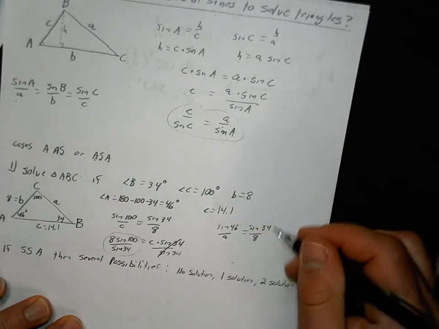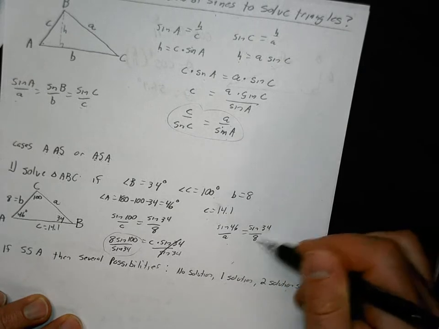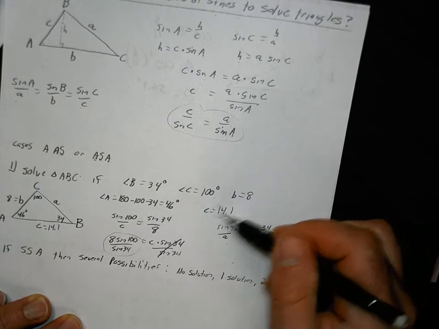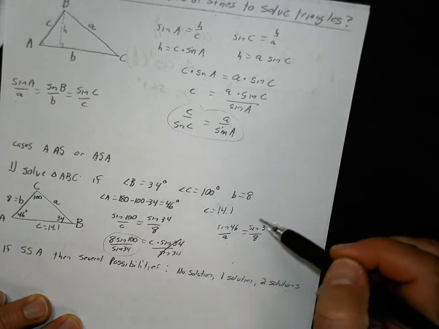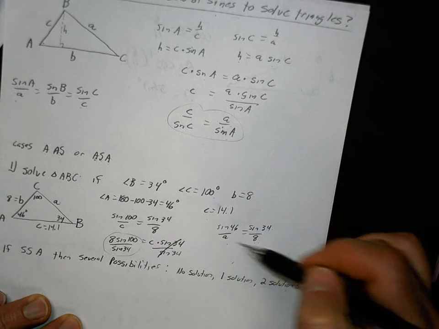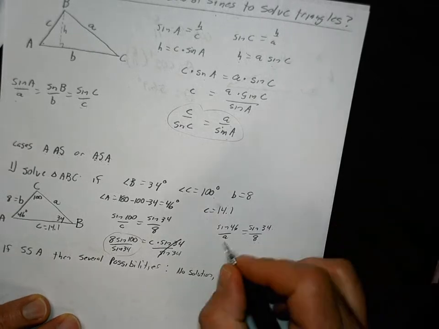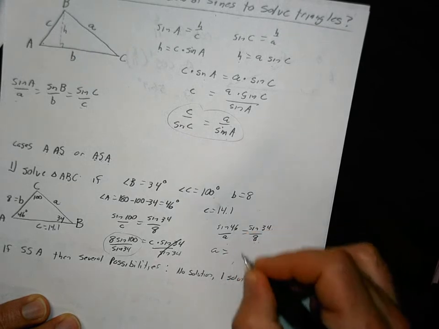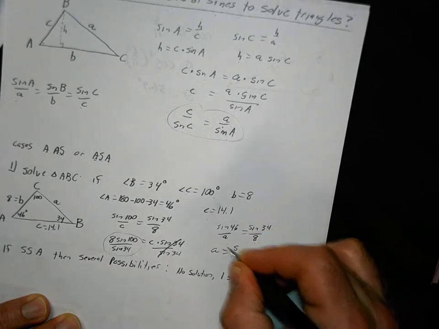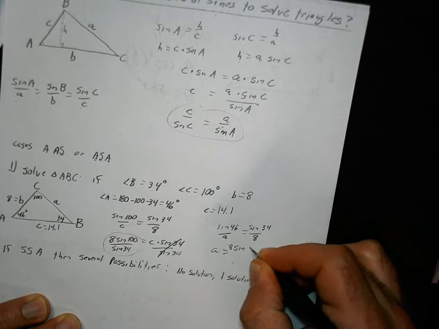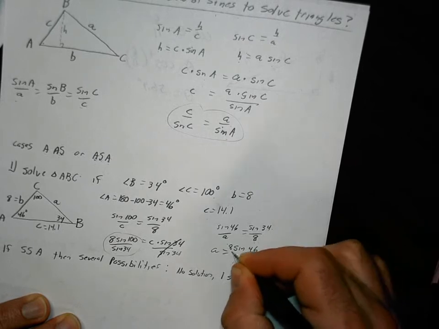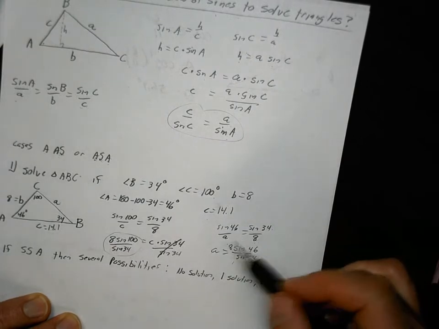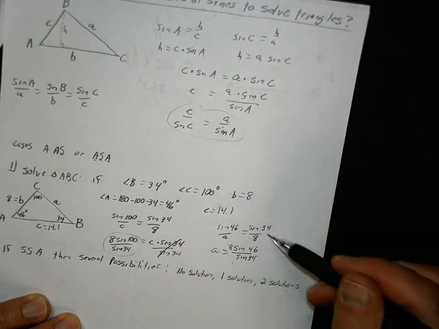The reason I'm going to use B is because that was given to me, so I know those are the correct answers, whereas C I solved for. So if I made a mistake somewhere in C, it's going to reflect, I'm not going to get the right answer for A then. So let's cross multiply. So A is going to equal 8 times the sine of 46 over sine of 34. I kind of skipped a step there, but you can see how that works.